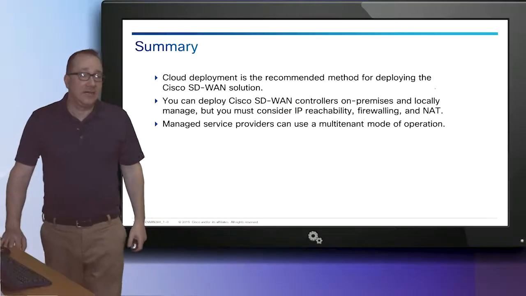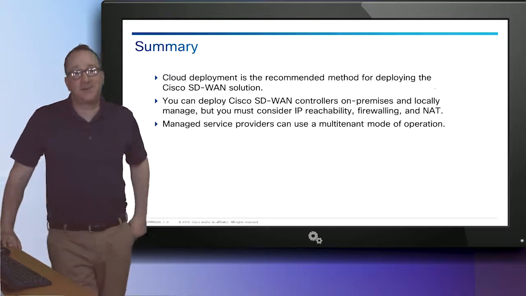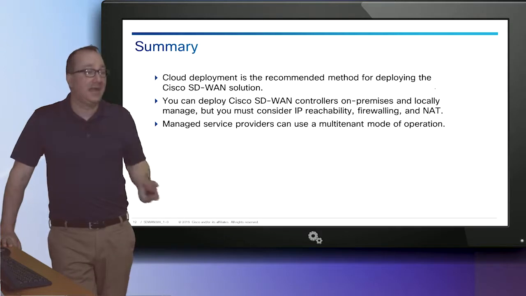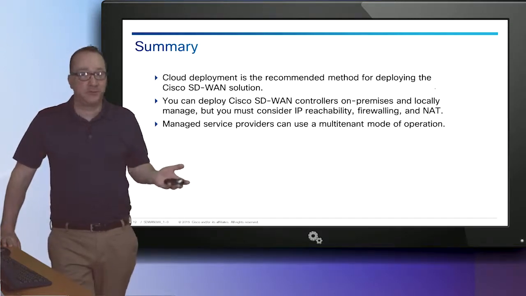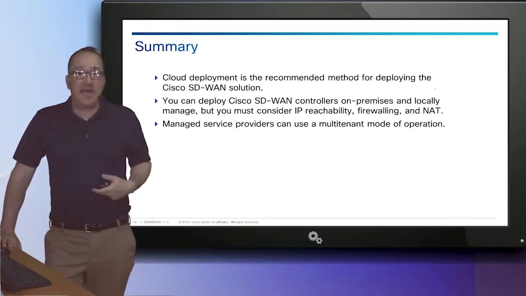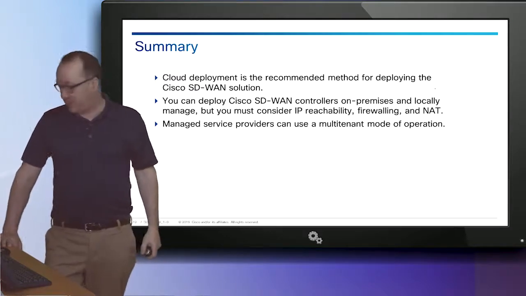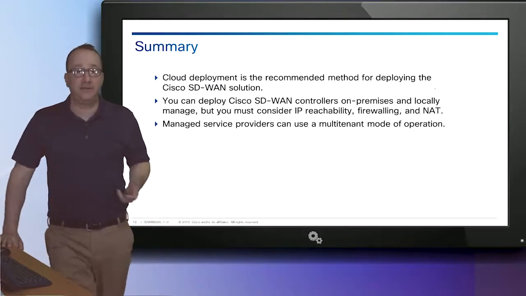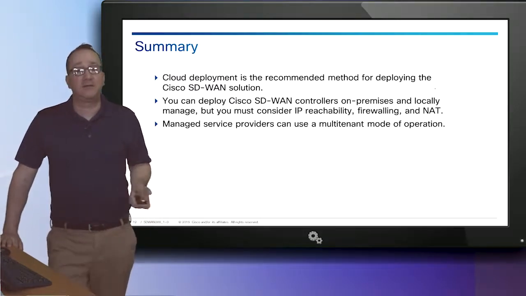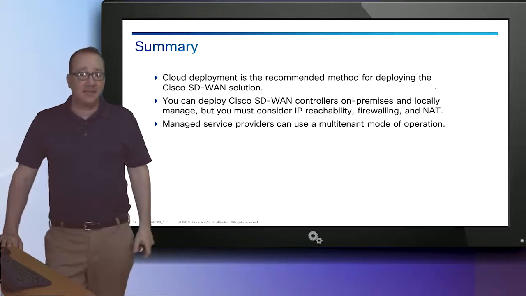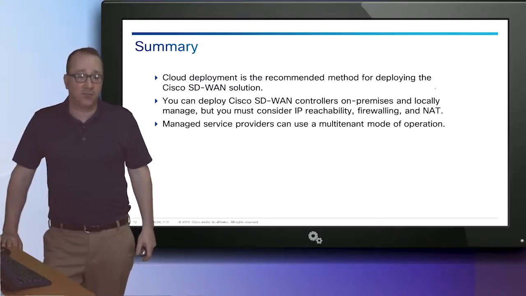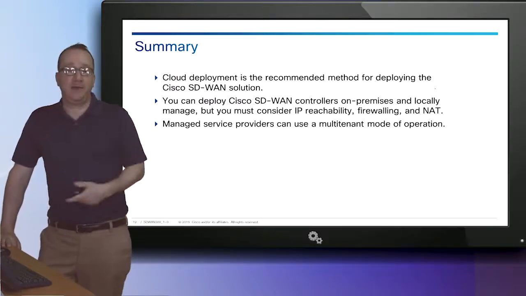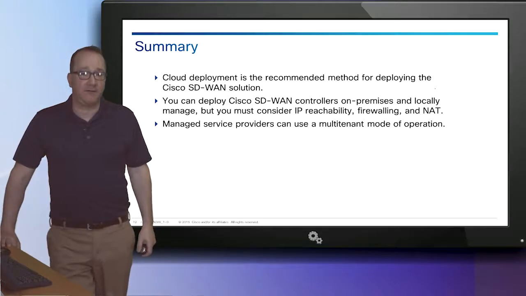Okay? In summary, the cloud deployment is the recommended method for deploying the Cisco SD-WAN solution. You can deploy Cisco SD-WAN controllers on premise and locally manage them, but you must consider IP reachability, firewalling, and NAT. And MSPs can use multi-tenant modes of operation. And as always, the recommendation here, from an ease standpoint, if you're just starting into this and you're relatively not giant, I would recommend letting Cisco manage those servers for you the first time. And then you can migrate from that to your own private cloud or your data center.